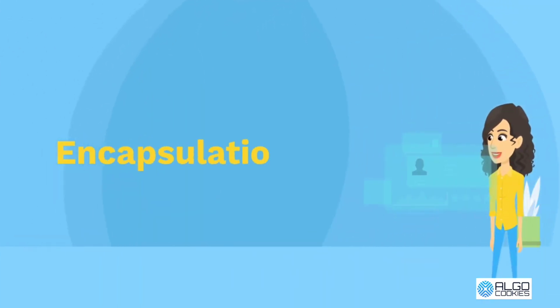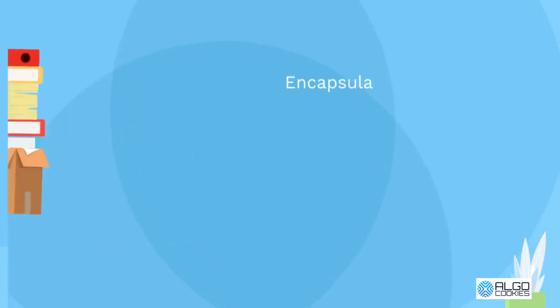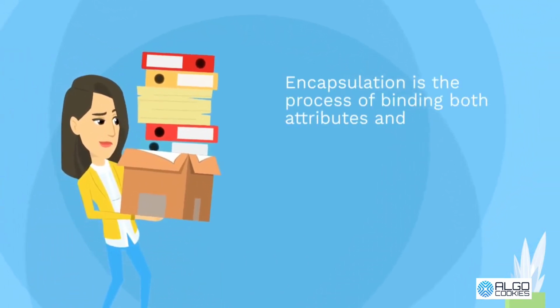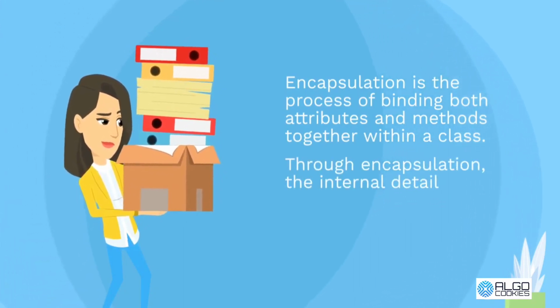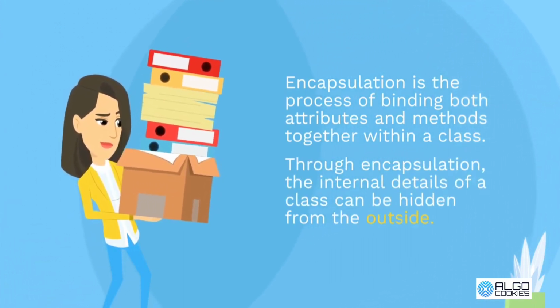Encapsulation. Encapsulation is the process of binding both attributes and methods together within a class. Through encapsulation, the internal details of a class can be hidden from the outside.